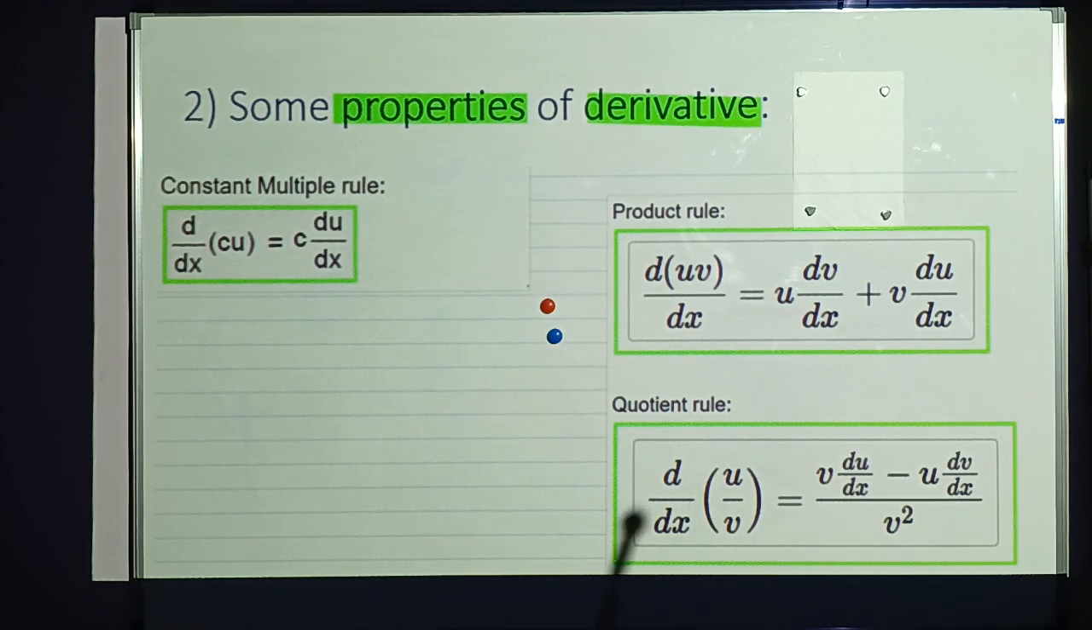And then the quotient rule, the derivative of u by v is v into du by dx minus u into dv by dx, by v square. Denominator is v squared, and then first put v and the derivative of u, and then minus sign because u by v, u into dv by dx.